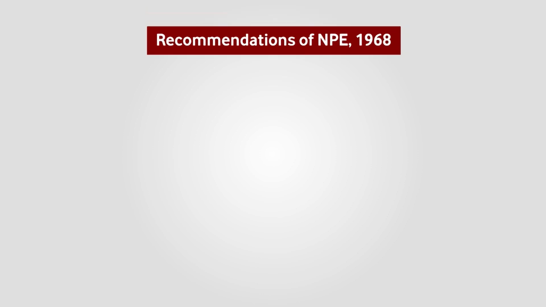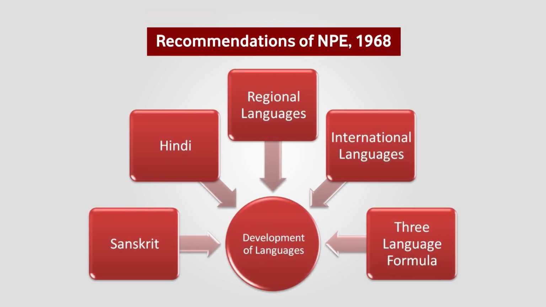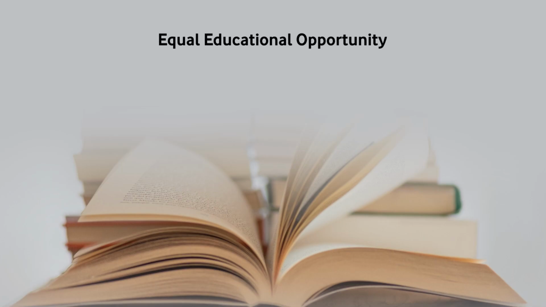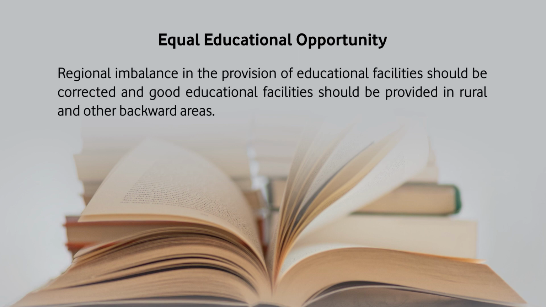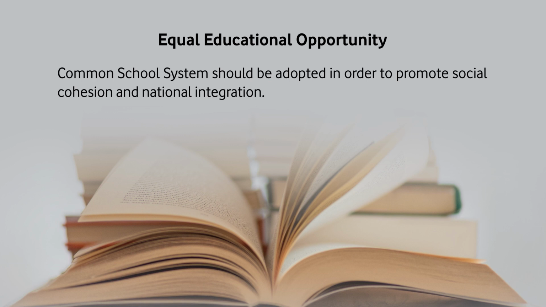See, here we can see that in development of languages, special emphasis was given on regional languages, Sanskrit, Hindi, international languages, and this gave rise to the 3-language formula. Equal educational opportunity. Regional imbalance in the provision of educational facilities should be corrected, and good educational facilities should be provided in rural and other backward areas. Common school system. When we are talking of equal educational opportunity, the common school system should be adopted in order to promote social cohesion and national integration.